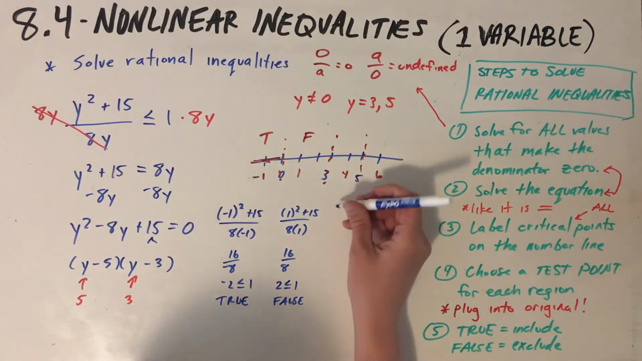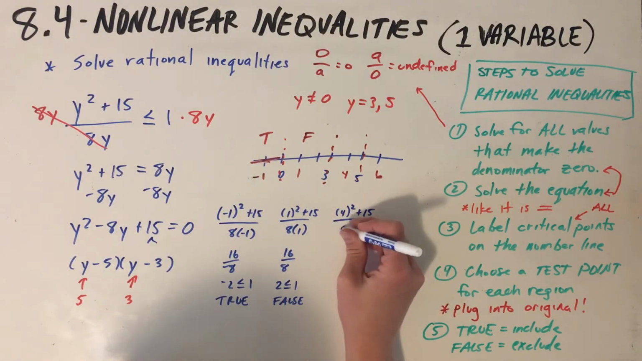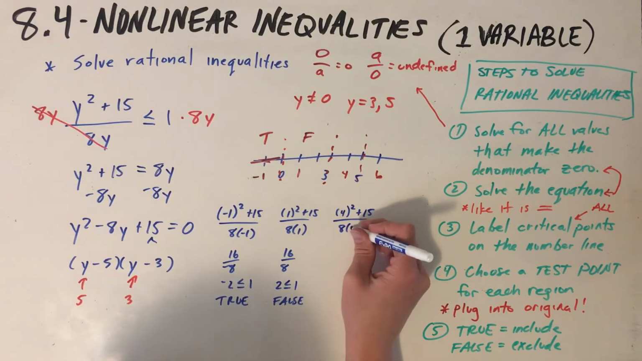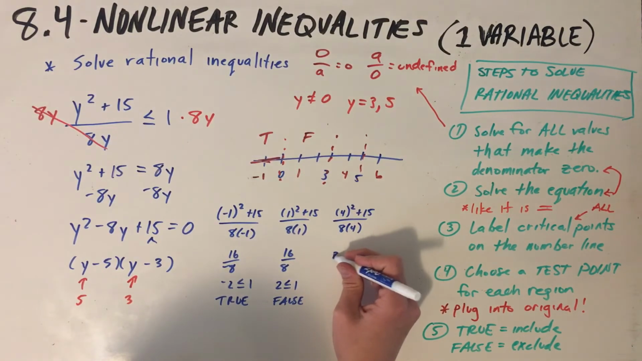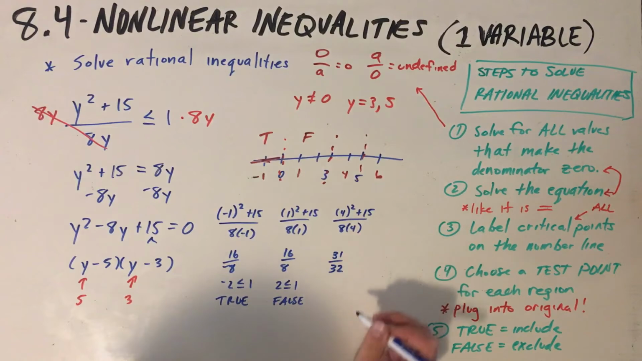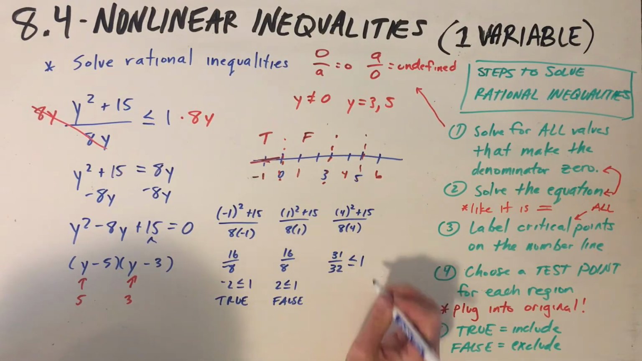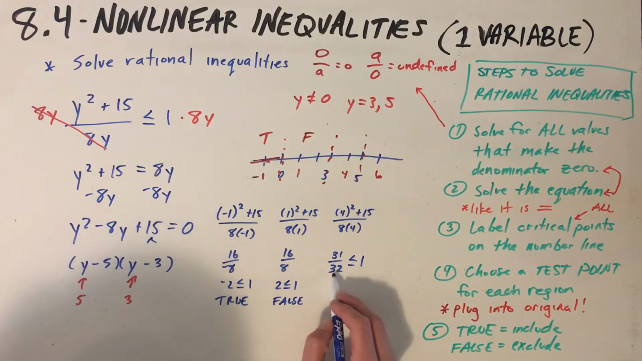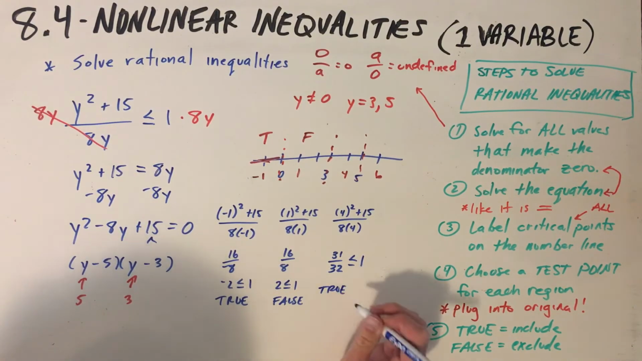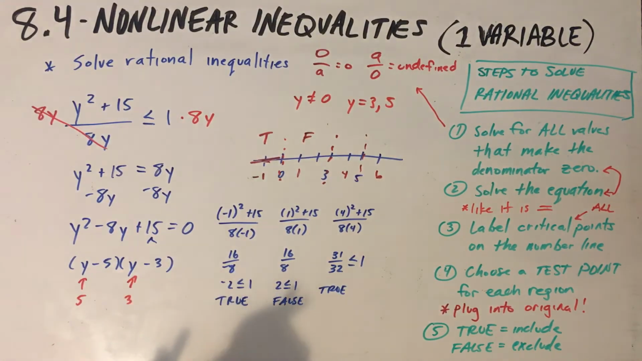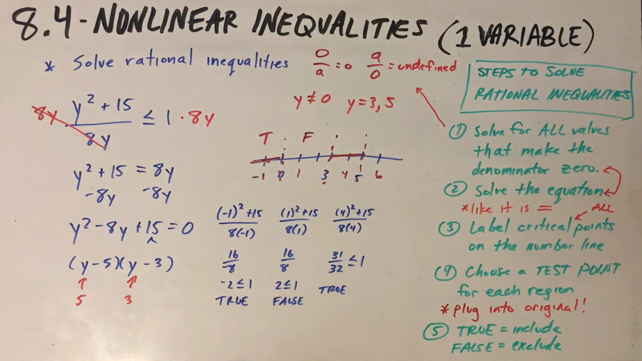I'm going to plug in 4. And we will get 16 plus 15, which is 31, over 32. Is this less than or equal to 1? Well, it is less than, because 32 over 32 would be equal to 1. So this is true. So values in this region from here to here are a solution.